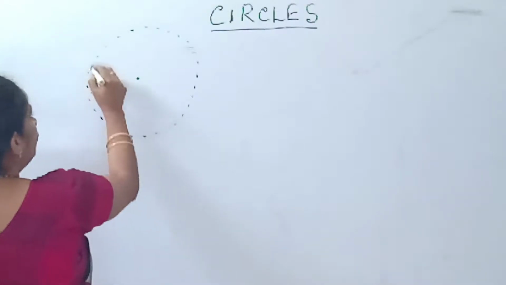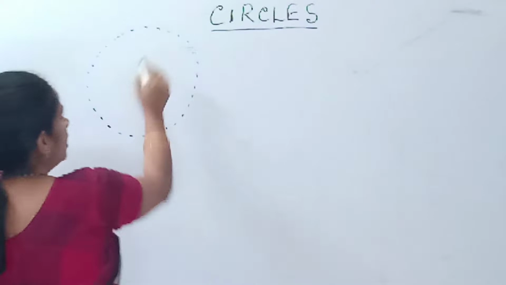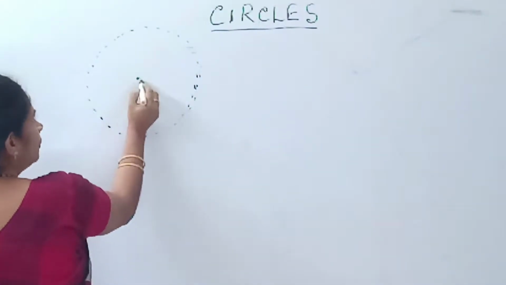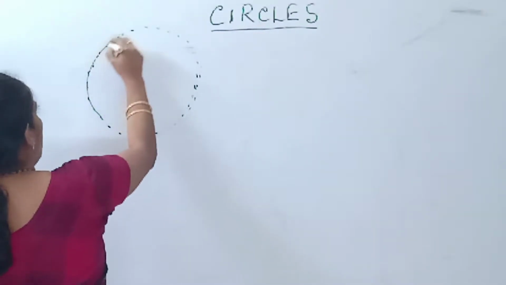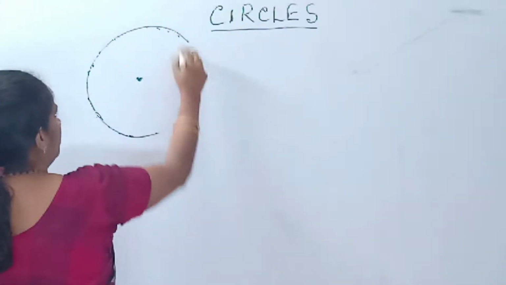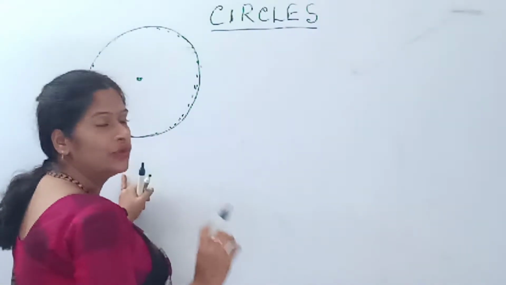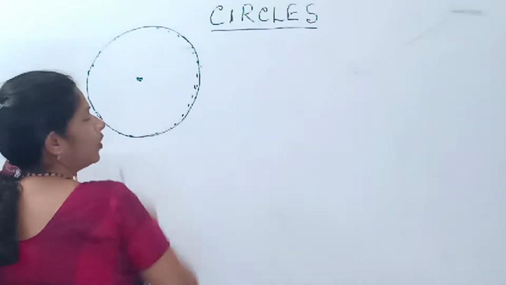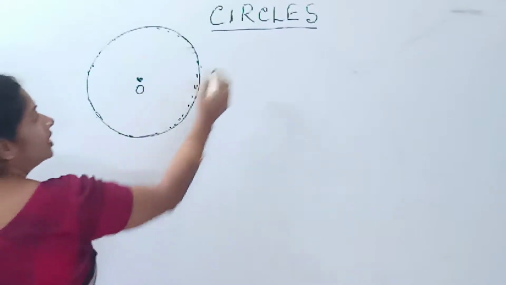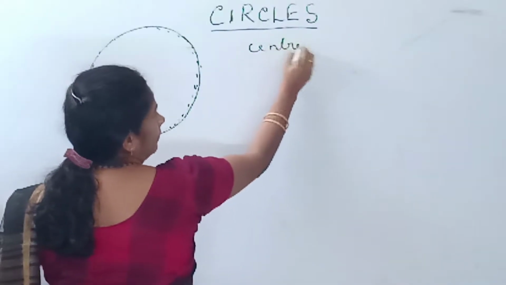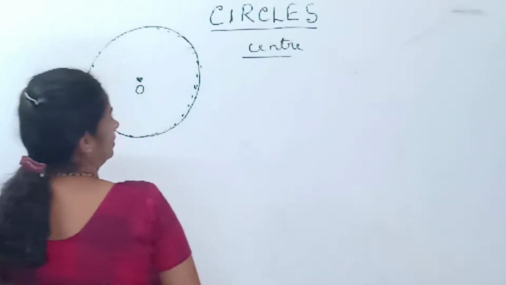A collection of points, or you can say a locus of points, which are equidistant from a fixed point is called a circle. If I join these points, you will get a shape called a circle. So this is a circle. And this fixed point is called the center of a circle.